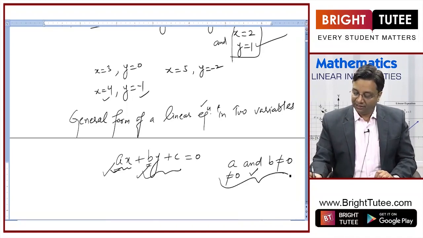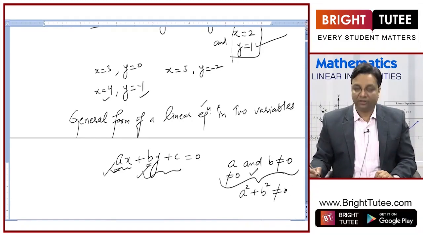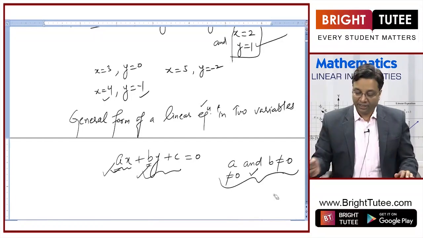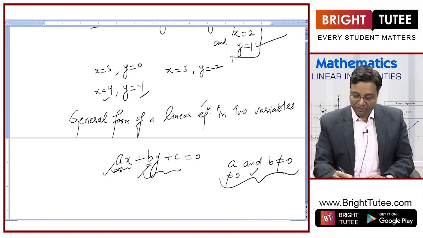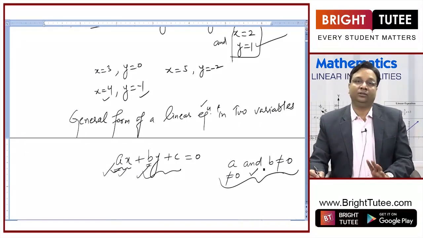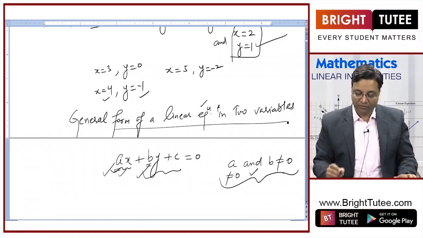If you want to write this statement in a neat manner, you can write it like this also: a square plus b square is not equal to 0. Okay, so for it to be a linear equation in two variables, the coefficients of x and y should be non-zero, right? So this is the general form of a linear equation in two variables.